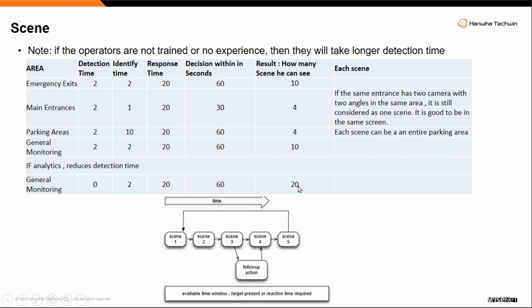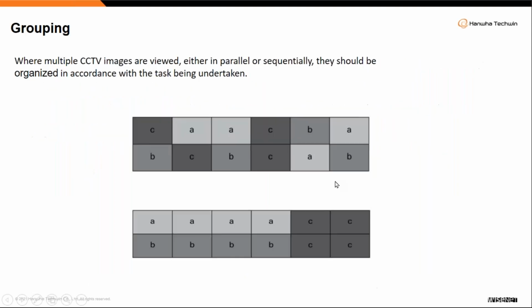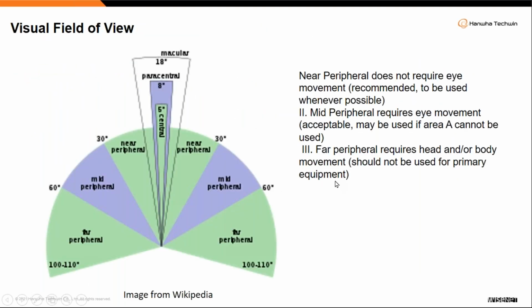All right, so this Excel sheet is basically a calculation and a formula that is used to identify how many scenes each person can see. Next, how do you place the monitor? Now there is a vision. This is something you can refer online as well, but let me explain to you. There is something called the near central vision, near peripheral, mid peripheral, and far peripheral.